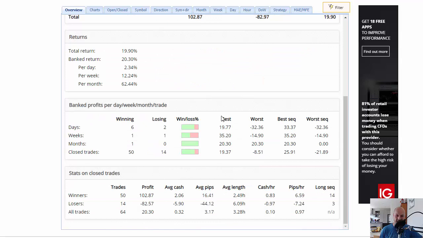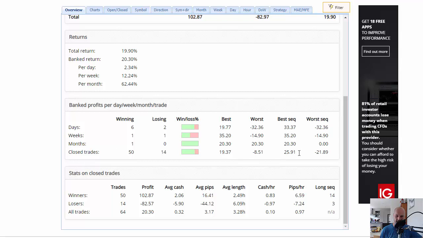What else can we see here? We can get some details around our week. So it's had a losing week and a winning week. This week was a winning week: 6 winning days, 2 losing days. So that's nice. What do we got here? The worst trade's minus 32, and the best trade's plus 19. Okay, and that's the worst day. Okay, months. So that's closed trades.